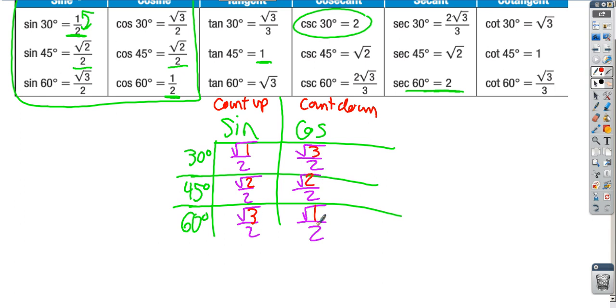Okay, so if you remember that the sine is, and by the way, another name for radical 1 is just 1. The square root of 1 is 1. So the sine is 1/2. Sine of 30 is 1/2. You can pretty much remember the rest of that table.